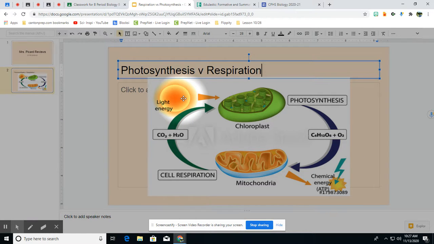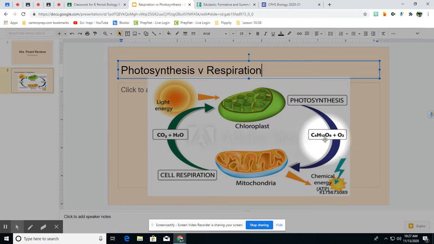First, let's start with photosynthesis. The purpose of photosynthesis is to use that light energy and capture that light energy in the chloroplast in the form of glucose. This process of photosynthesis produces C6H12O6, or sugar, and oxygen as the products.